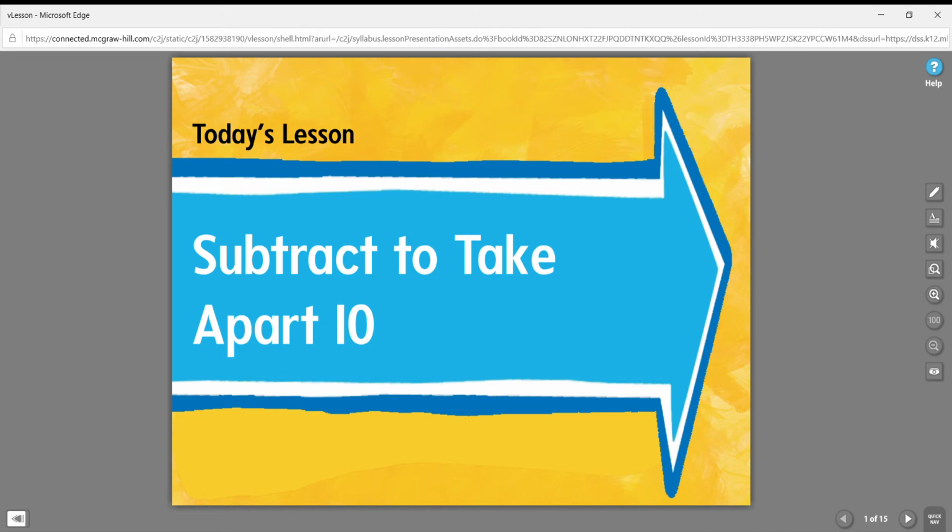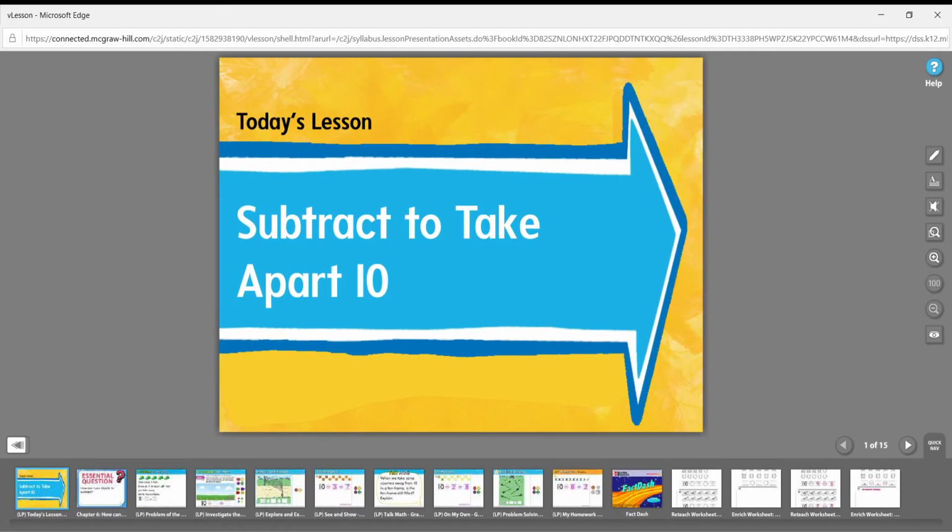So today we're going to work on lesson 7, subtract to take apart 10. That means we are going to start with 10 and use subtraction tools to show taking it apart. So let's go to the first thing.